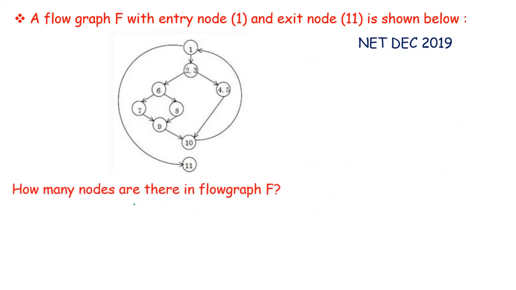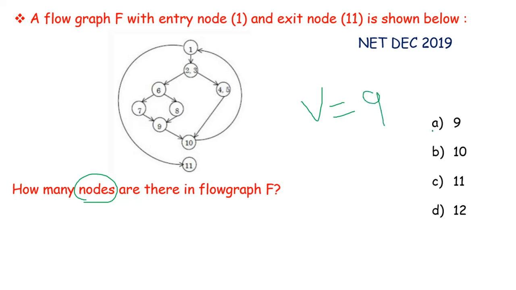Our last question is, how many nodes are there in flow graph F? We have already computed number of vertices or number of nodes as 9. So correct answer will be option A. So you see we had 5 questions from same topic, and if you have just basic understanding of this topic, you can easily score 10 marks.